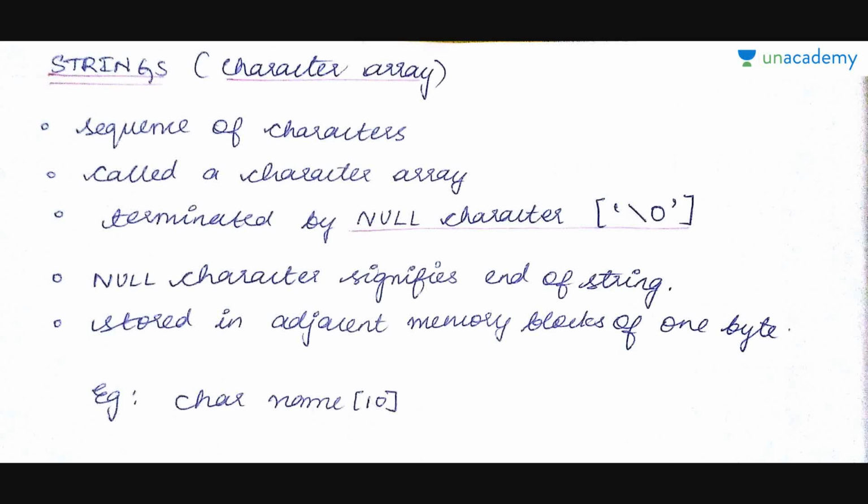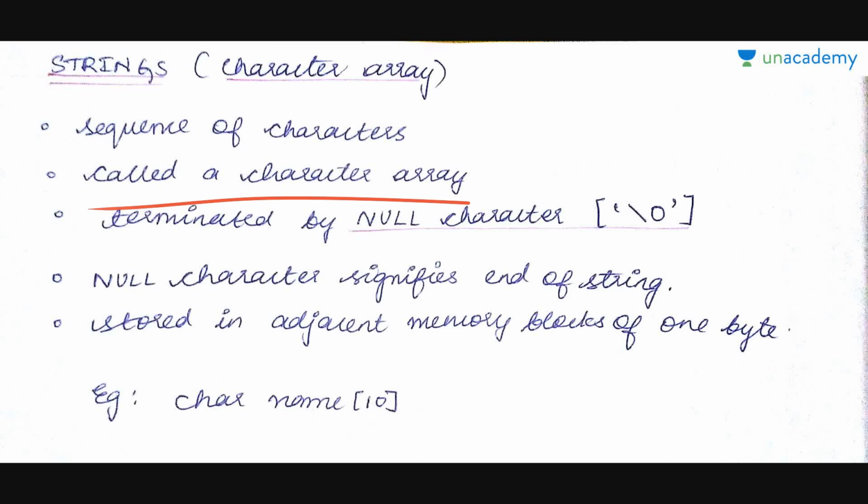Like previously we studied what an array is, so a string is something of the kind of an array, because it is nothing but a character array. You know that an array is a collection of variables of the same data type, and if the data type is character, it is called a string. String is just a name for one kind of array, a sequence of characters, and it is called a character array because it is a collection of variables of the type character.